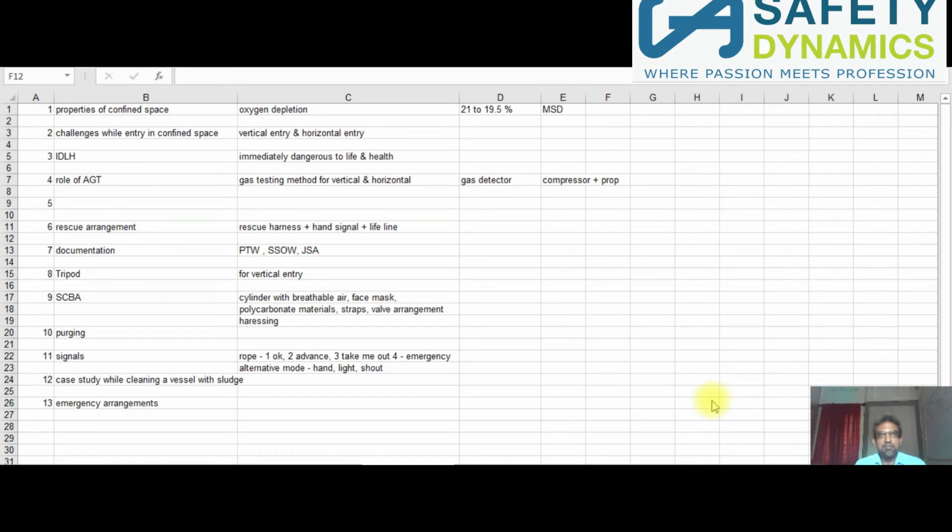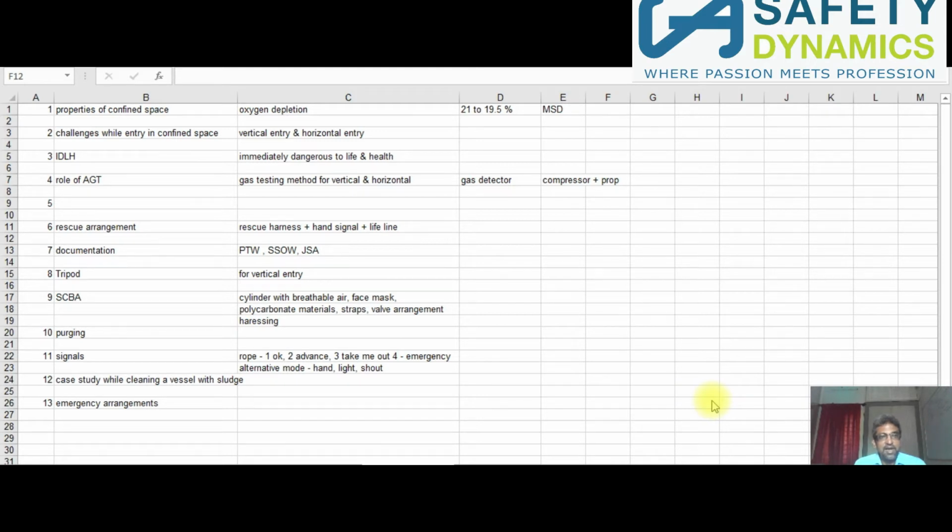Similarly, you will have to get into a small confined machine room in a ship or marine area, so it has to be a horizontal entry. Vertical entry is like, for example, a cellar room, a vessel, or any other process industry, the boiler, those types of things. You may have to make the entry from above. For horizontal entry, you can go on your own with a rescue harness, whereas with vertical entry, you may have to go with a tripod and winch arrangement with a rescue harness. So these are the two different types we need to understand.